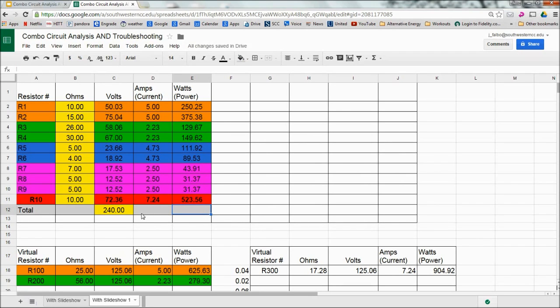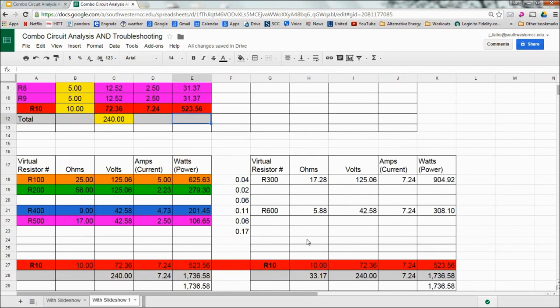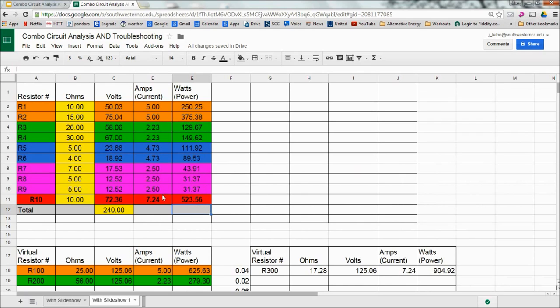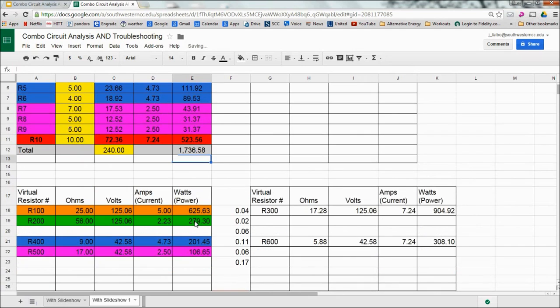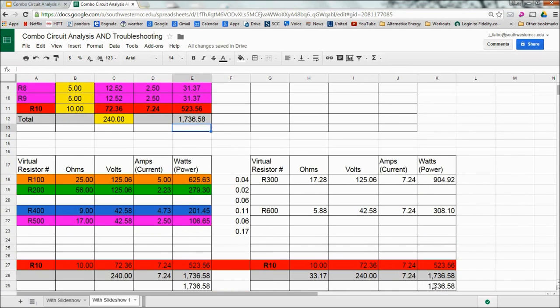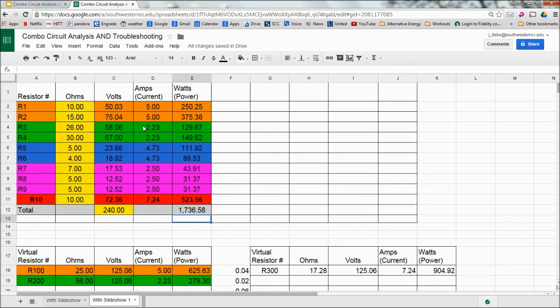Okay, now let's look at our totals. Now we cannot go adding things up here. Remember, this was all broken down to a simplest form here to figure out all these totals. But we can add up all of our wattages. So let's do the sum of all of our wattages and see if we get the same answer as we did in all the other examples. And it looks like we did. And that's how I know the sheet's right.